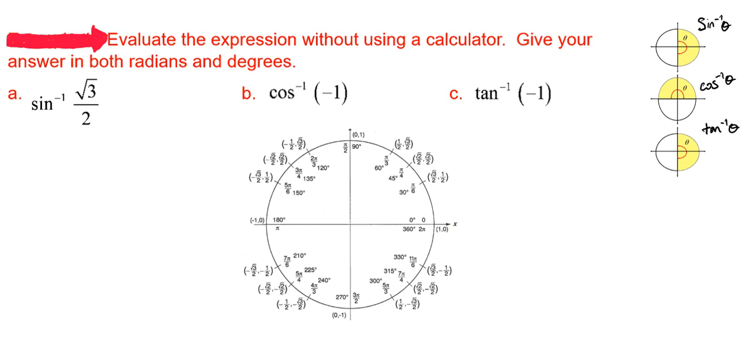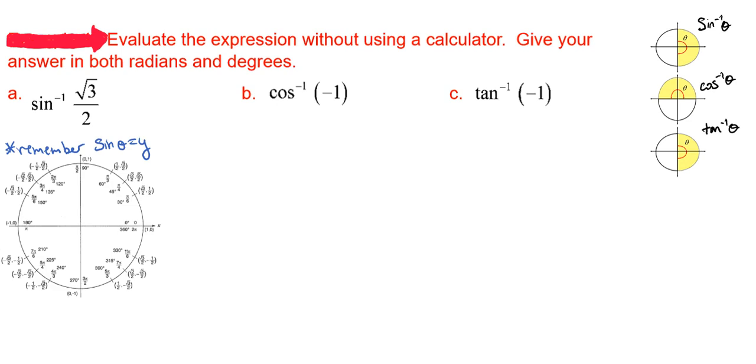Now in doing so, remember that sine is y. So if we look, we can see that y is a positive radical 3 over 2 here, and then here, and that's it. So we have two answers. But remember that our answer should only be in either the first or the fourth quadrant.